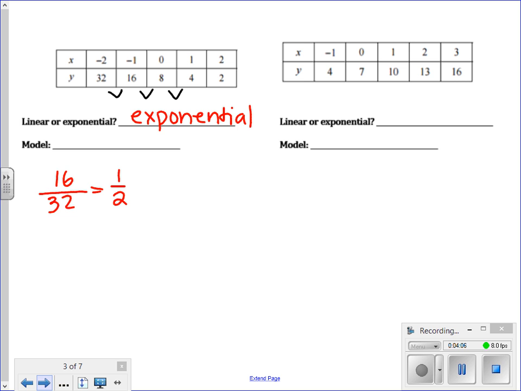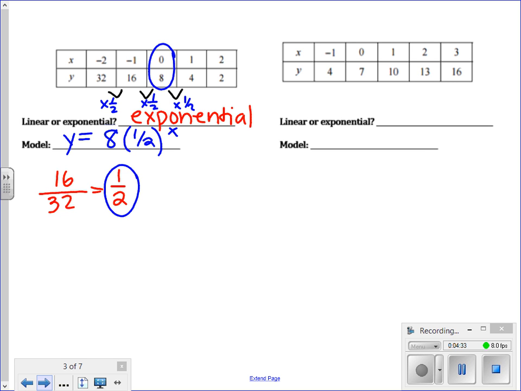Now let's test and see if that makes sense. 32 times 1/2 is 16. 16 times 1/2 is 8. And 8 times 1/2 is 4. That seems to be correct. So 1/2 is our growth rate. When I look at my table, I can also identify that 8 is the starting value. So my equation is y equals 8 times 1/2 to the x.